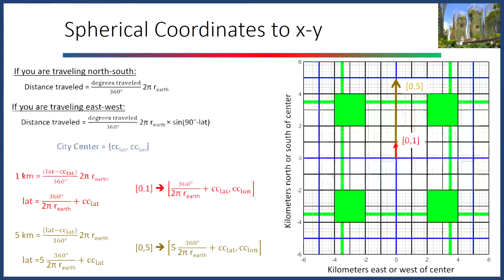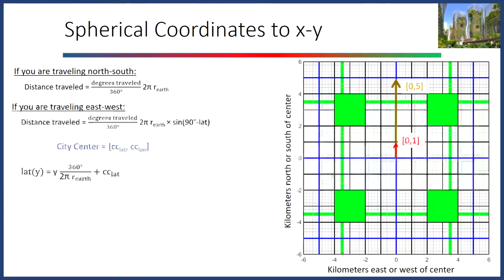Hopefully, you can see from this analysis that we can pretty easily write an equation relating the latitude of any point in our city to our y-coordinate. Latitude as a function of y equals y times 360 degrees divided by 2 pi times the radius of the Earth plus the city center latitude.